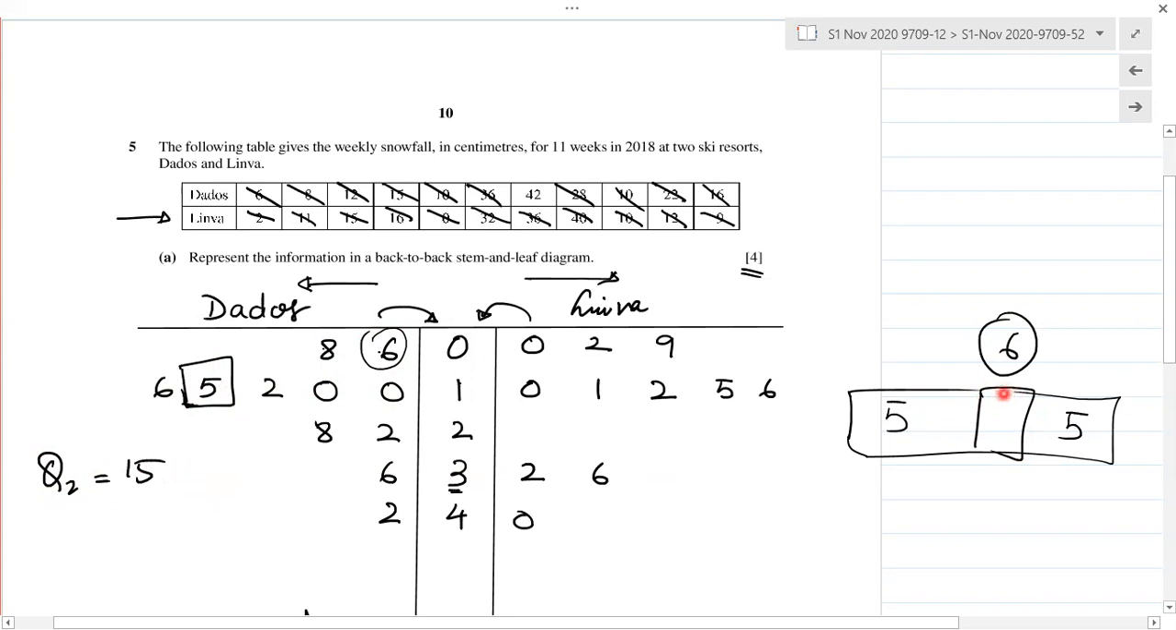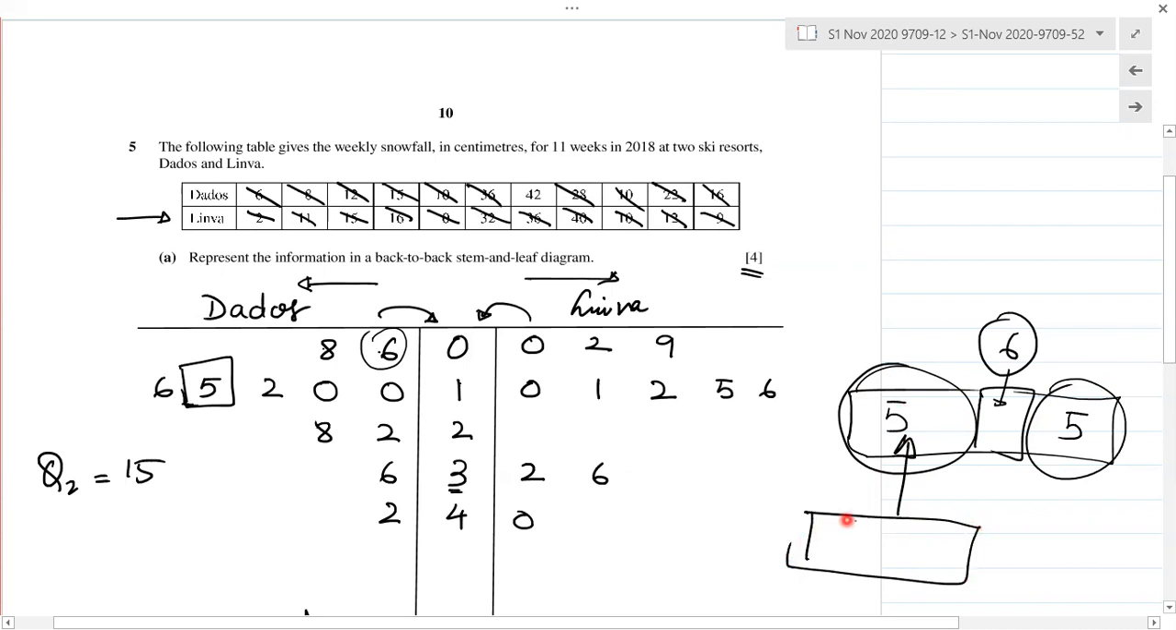Now, since we have this as the center value, we have our data split into 5 values over here and 5 values over here. So what's the center value of the 5 values? If we have the 5 values, we'll have 2 on this side and 2 on this side. And we'll have the third value as our lower quartile. So the third value is going to be over here.